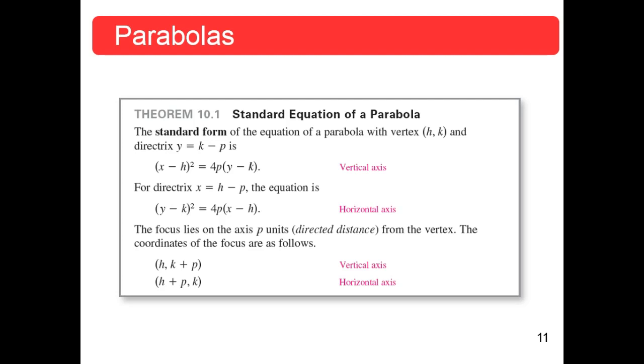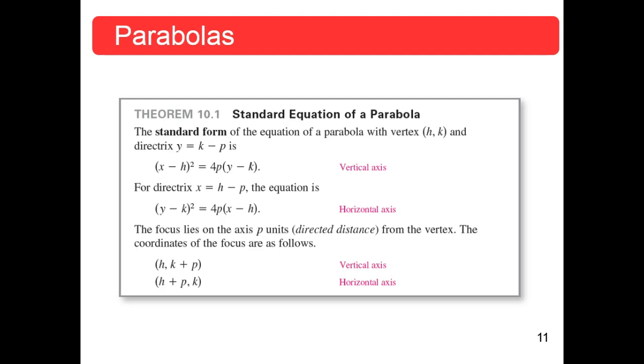For the directrix, x is equal to h minus p. The equation then becomes y minus k squared. This is the one opening like this. This is the one opening like this. Okay, so you just flipped around who the independent and dependent variable are. Just flipped everything around, x minus h and y minus k.